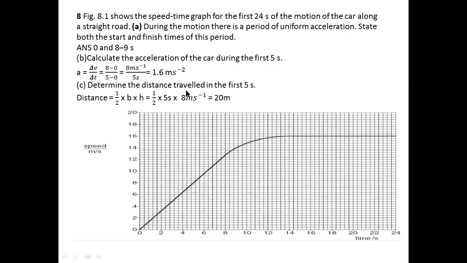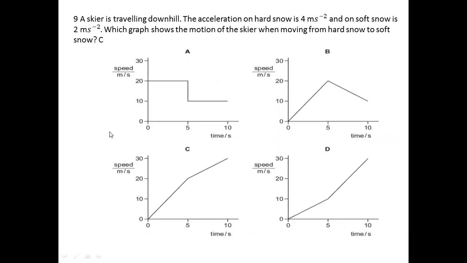Next part, calculate the distance traveled in the first 5 seconds. In the first 5 seconds, what is the shape of the area under the straight line? It is a triangle. How to calculate distance from a speed-time graph? You have to calculate the area under the graph, and here the shape of the area is a triangle. Area of triangle is half into base into height. Base is 5 seconds and height is 8 meters per second. So the final answer becomes 20 meters. Next question.